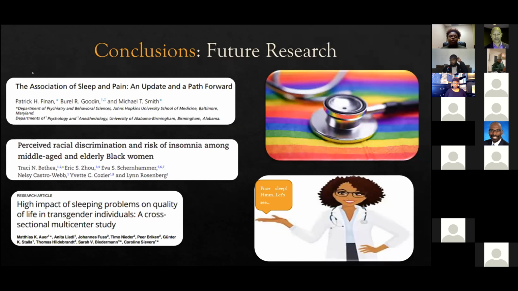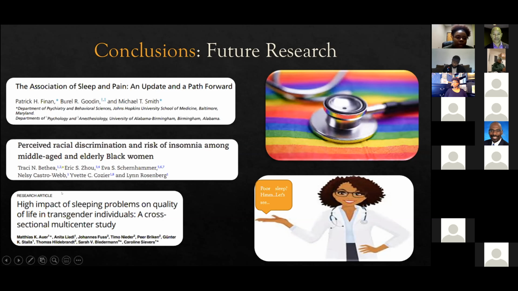All right, so to wrap things up, I'm going to talk to you about what I'm doing currently and what I'm about to do in the years after. The picture on my far left is from my PI in my lab, where he talks about the association of sleep and pain. That's something I'm interested in, as well as the picture under it, which is not from my lab, but is something I'm particularly interested in, where people looked at the association between perceived racial discrimination and risk of insomnia among middle-aged and older Black women. So I'm interested in how discrimination affects sleep.